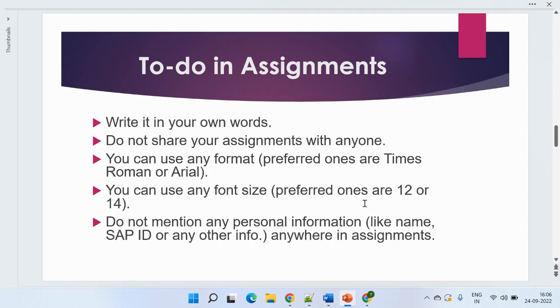The last one is, do not mention any personal information like name, SAP ID in your assignments, right? Some students say, okay sir, do we need to write the name at the top or something on the first page? So don't ever disclose any personal information, whether it's related to you, like your name, address, anything. Don't share anything in your assignments, because that's a very negative thing, and there's a possibility you will get a zero in those cases, right? So don't try to do these things.